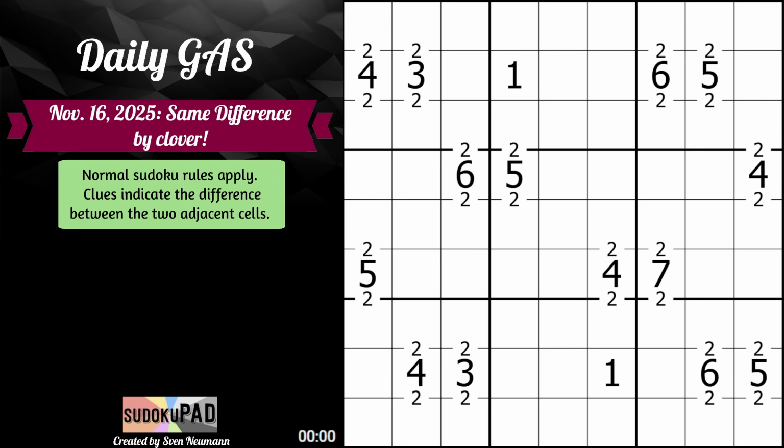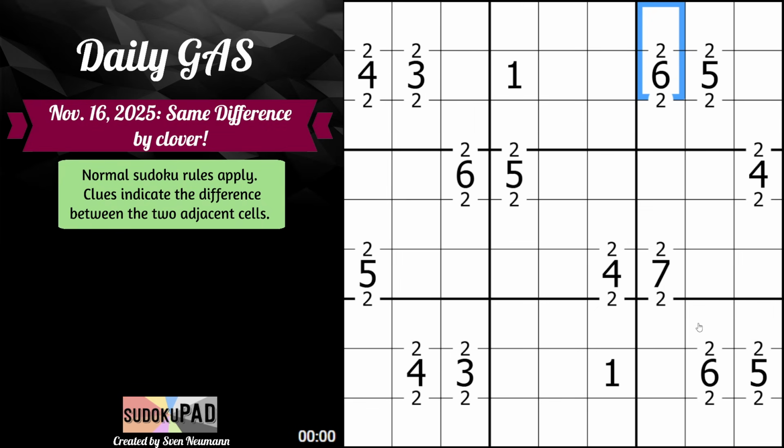So what does that mean? Well, if we take a look here, Clover actually gave us an example. She says, for instance, row 1, column 7 and row 2, column 7 have a difference of exactly 2.